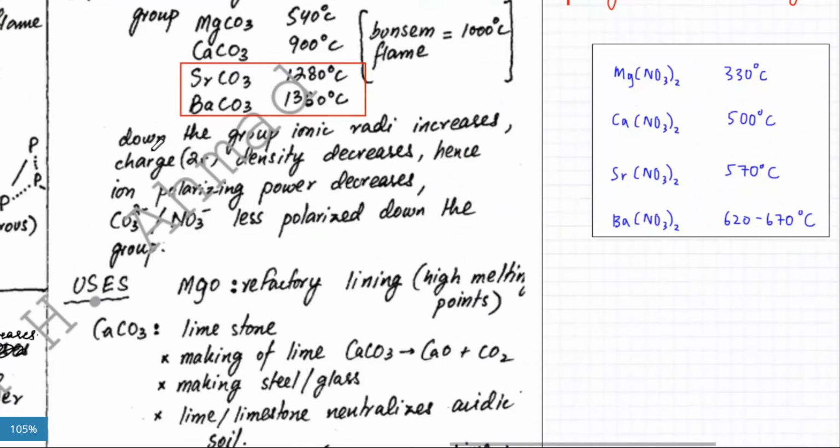The reason is that when you go down the group, ionic radius increases and the charge density of the 2+ ion decreases. Hence, the ion's polarizing power decreases and the carbonate or nitrate ion becomes less polarized down the group. Or you can say that they become more stable. Is this clear? Yes.